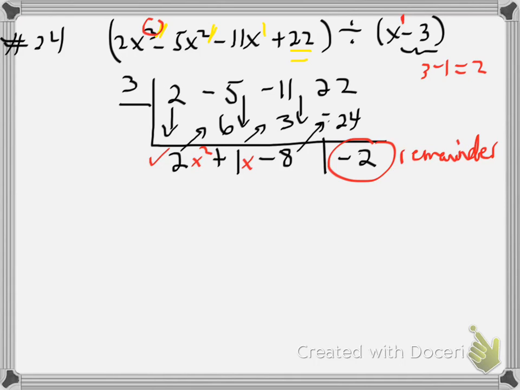Okay, and I'll just write the correct answer down below. So it was actually 2x squared plus x minus 8 plus negative 2 over x minus 3.